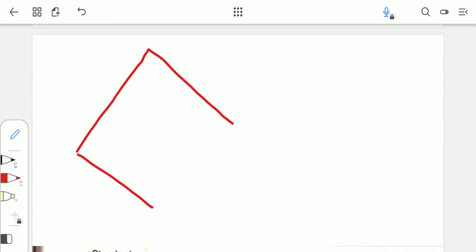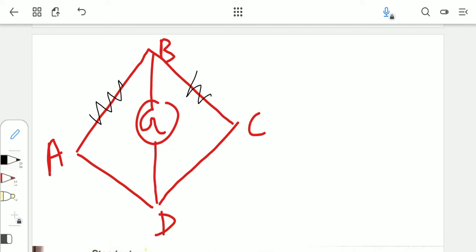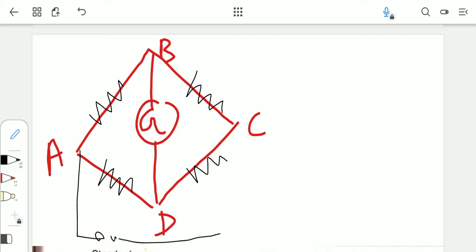In the Wheatstone bridge, basically it consists of 4 arms. Like this, there are 4 arms. I'm just drawing a rough diagram. A, B, C, D. In between there is a galvanometer for measuring the current, and these arms have some kind of resistance. And there is a key, and then the batteries, like that. So this is the basic arrangement.